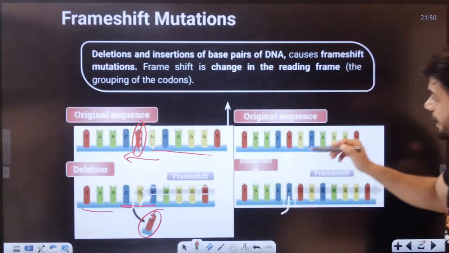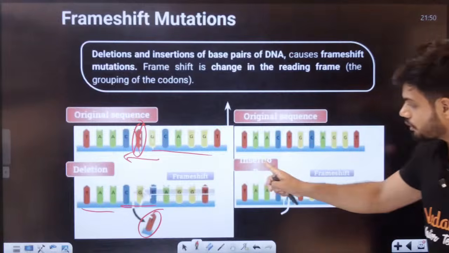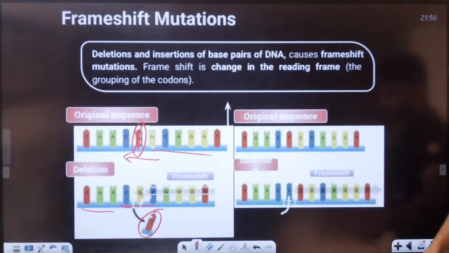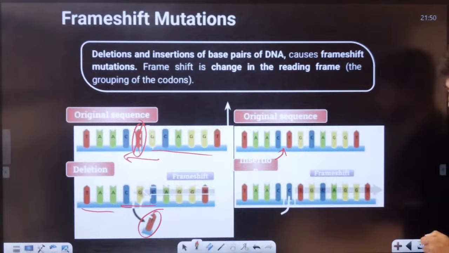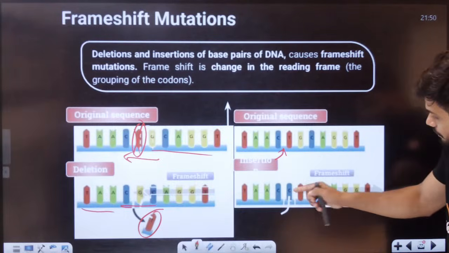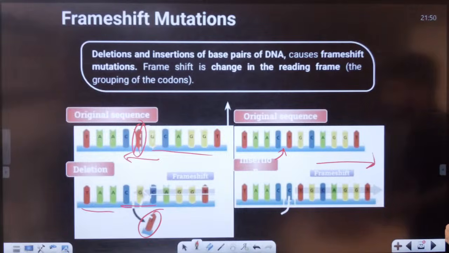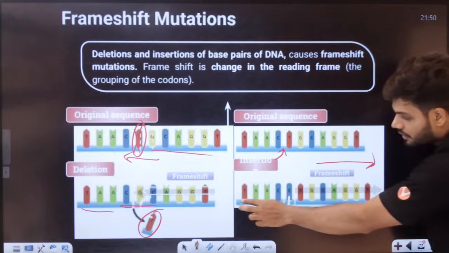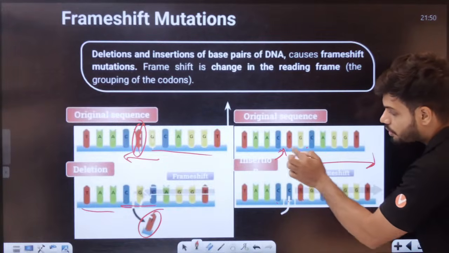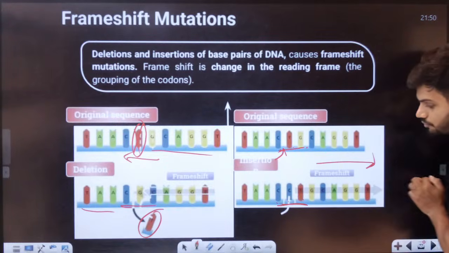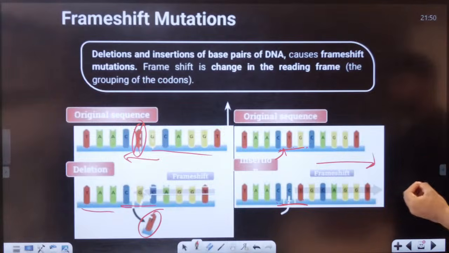This is your deletion. Now if you insert, what happens? Let's say you insert one nitrogenous base here. So the entire frame shifts this side. Here we have CCT, here we have CTG. So the entire reading frame changes. That is called frame shift mutation.